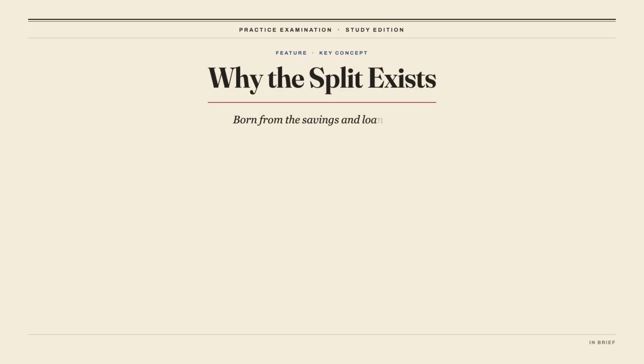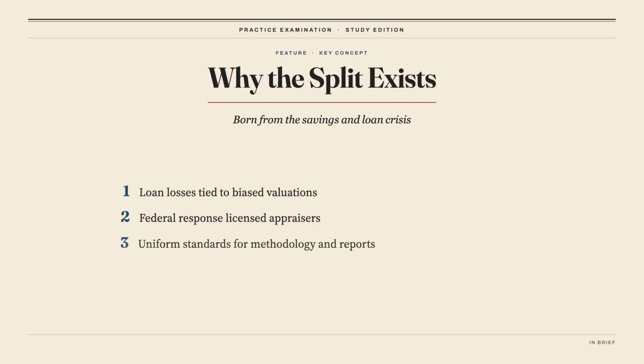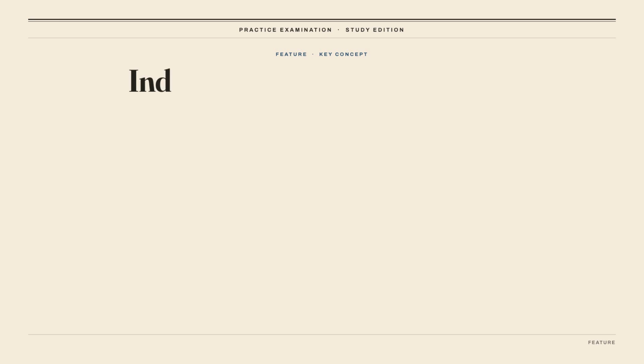The separation exists because of what happened to the savings and loan industry. Loan losses traced in part to valuations made by people with a stake in the deal closing. So the federal response created licensing and uniform standards for appraisers. The point was independence. A federally related transaction needs a valuation from someone with nothing to gain.